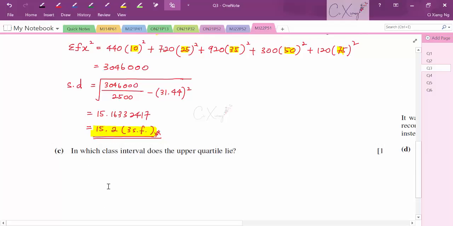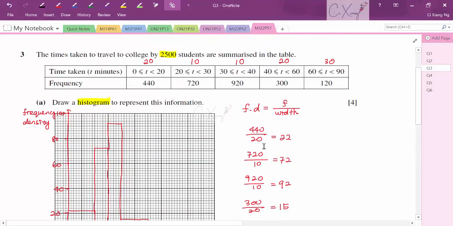Okay, so for part C, they're asking in which class interval does the upper quartile lie. To get the upper quartile, generally we need to know the cumulative frequency first. So we try to figure out all the cumulative frequencies. Then only can we list out the class in which the upper quartile lies.